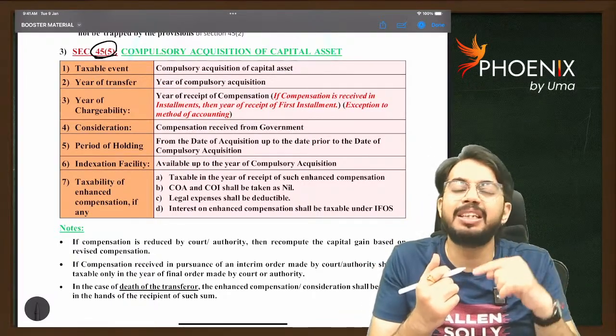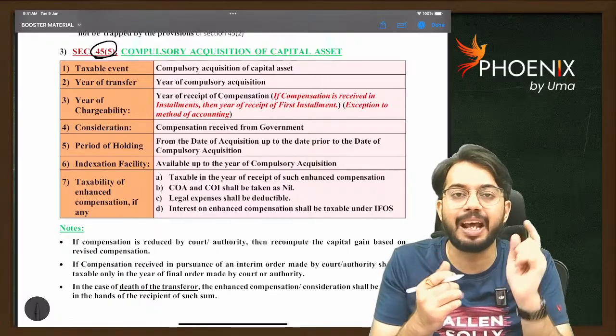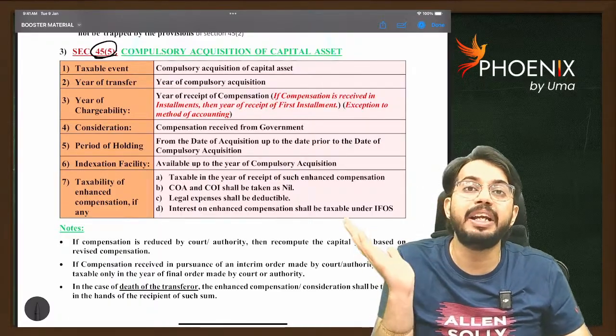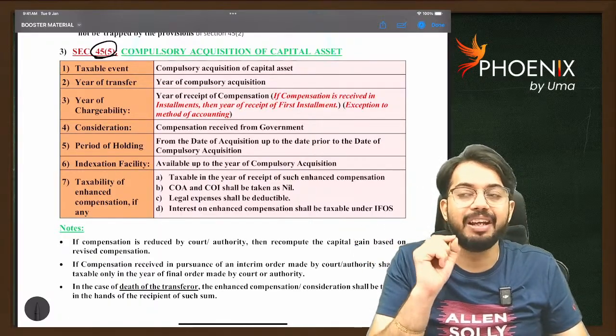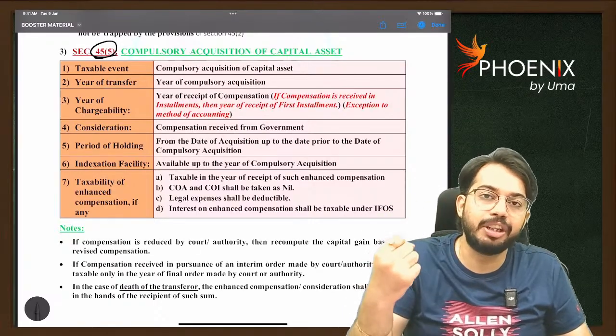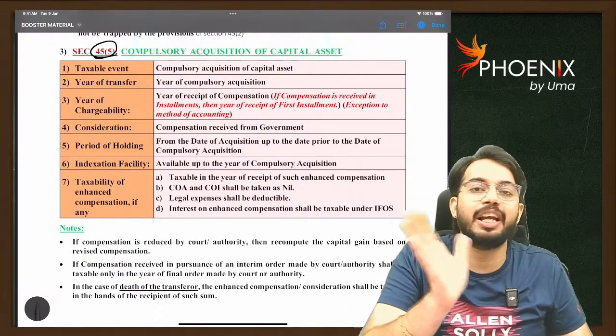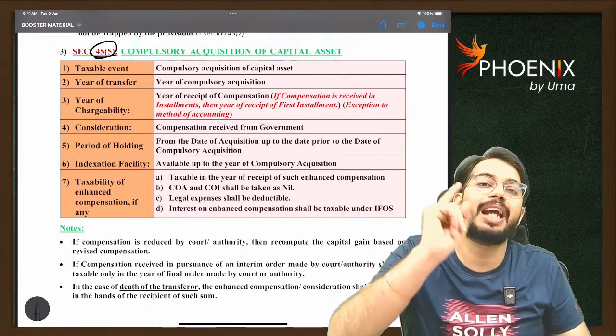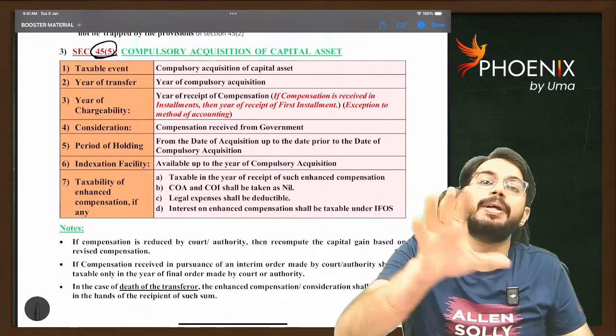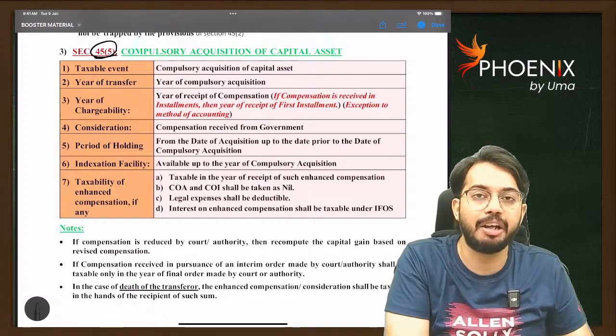Now, if the income tax department comes and asks him to pay tax, SSC will start beating the department. Correct? So that's why whenever there is compulsory acquisition, capital gains are required to be calculated, but they will not be calculated in the year of compulsory acquisition. They will be calculated in the year in which compensation is paid by government. Are you able to understand?